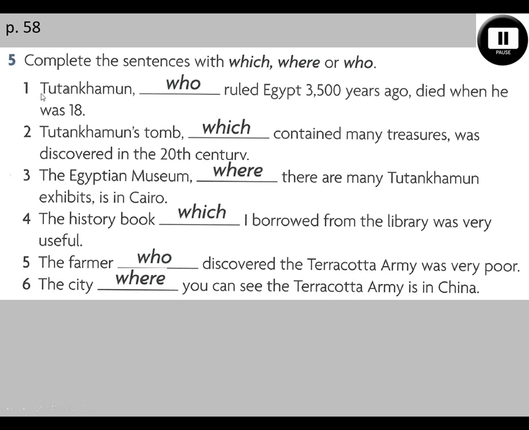Okay, the first one is who, because Tutankhamun is a person. The second one is which, because tomb is a thing. The third one is where, because this is a place. The Egyptian museum is a place. And the fourth one is which, because book is a thing. Number 5 is who, because farmer is a person. And the last one is where, because the city is a place.